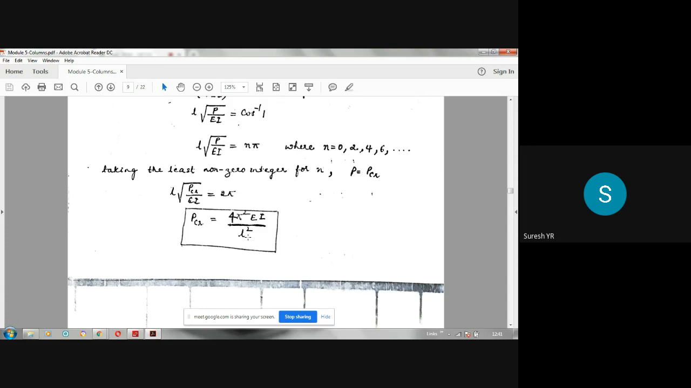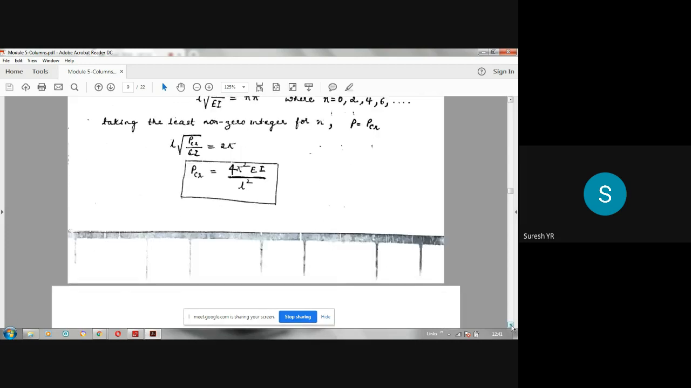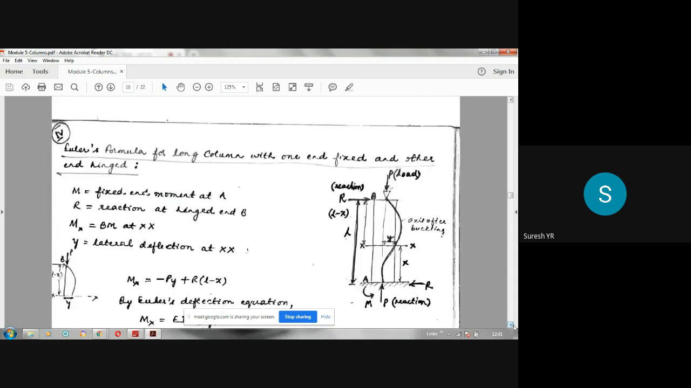So this is what we can say. That means a column which has both ends fixed is stronger than in other conditions. The fourth one we'll discuss in the next class.